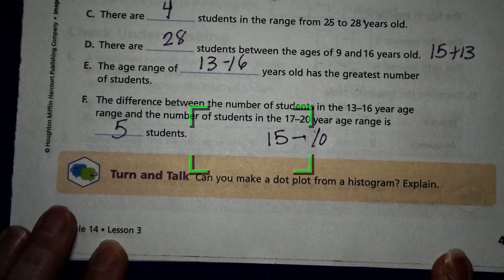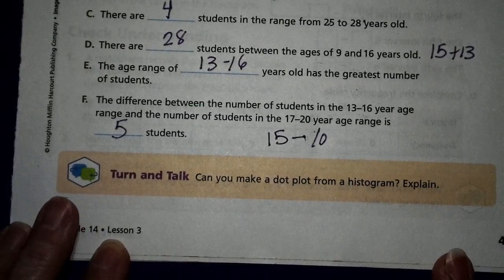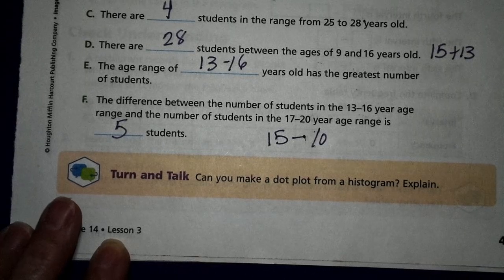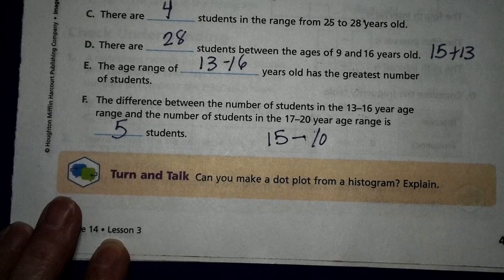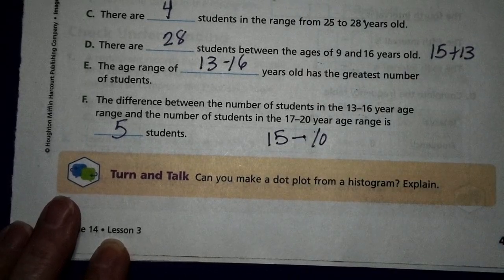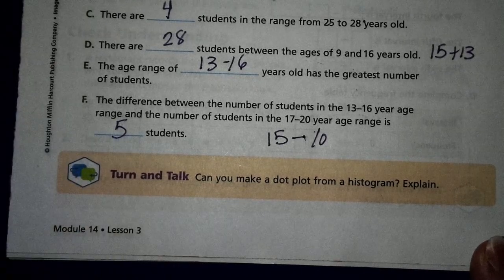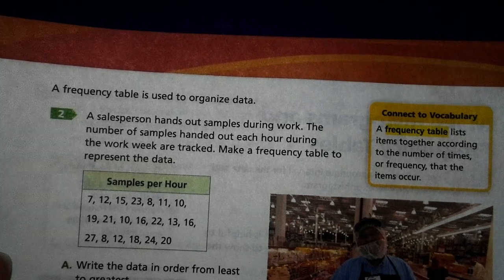So it says, can you make a dot plot from a histogram? Absolutely. You know that between 9 and 12, we have 13 people. So a dot plot wouldn't be looking at the ages. It would just be looking at the overall total data. Okay? All right, number 2.